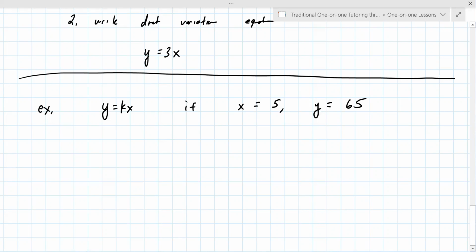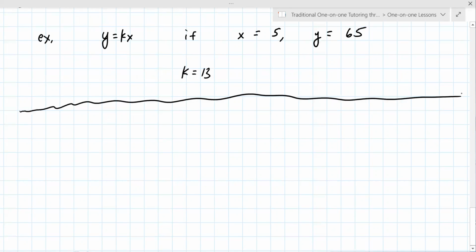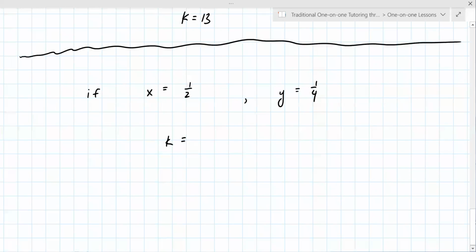K equals 13. Yes, K is 13. Very good. Okay. So now, unfortunately, when you do these problems on standardized tests, you're not going to get the nice numbers that we tend to be working with. You'll get something like, if X equals 1/2 and Y equals 1/4, can you determine the value of K? The process though is identical.